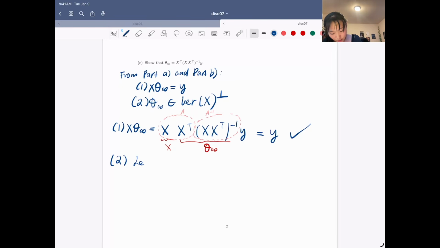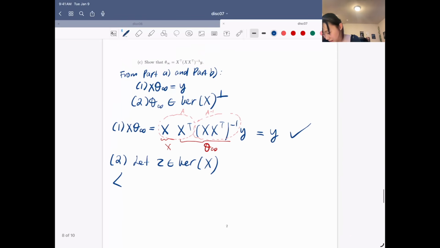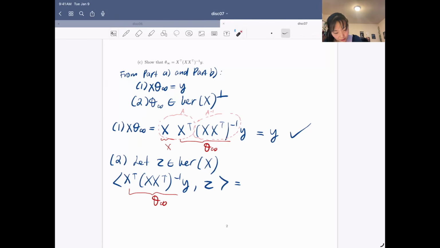And so if we let Z, again, be our vector that's in the actual kernel space of our feature matrix, and we take the dot product, we have X transpose, X transpose inverse, Y. So this whole thing is, again, just theta infinity as given in the problem. And we take the dot product with Z, and this dot product is equivalent to this whole thing transposed, like A transpose B, right? So A dot product B is equal to A transpose B.